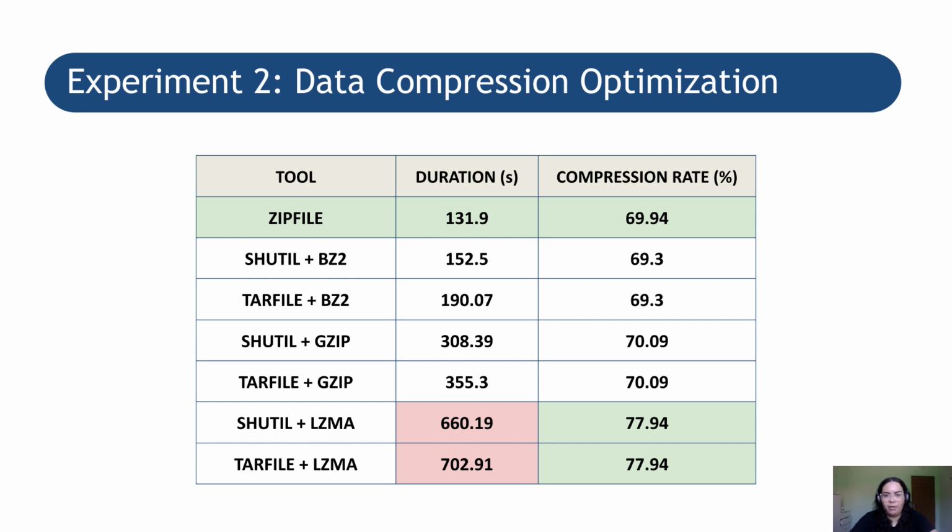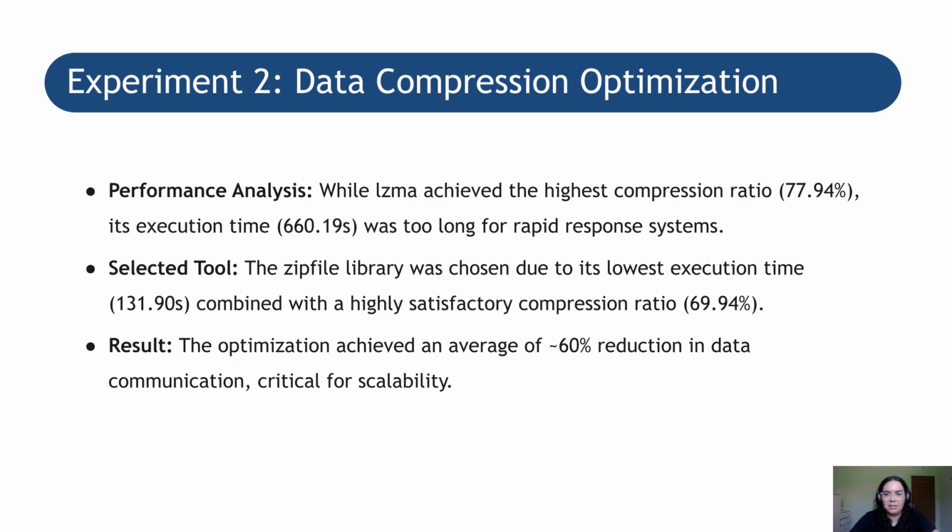The zipfile library, however, provides the best balance. It achieved 69.94% compression, nearly as good as the LZMA methods, in only 131.9 seconds. That's just over 2 minutes. Based on the analysis, zipfile was selected as our compression solution. This choice enables approximately 60% reduction in data communication volume.